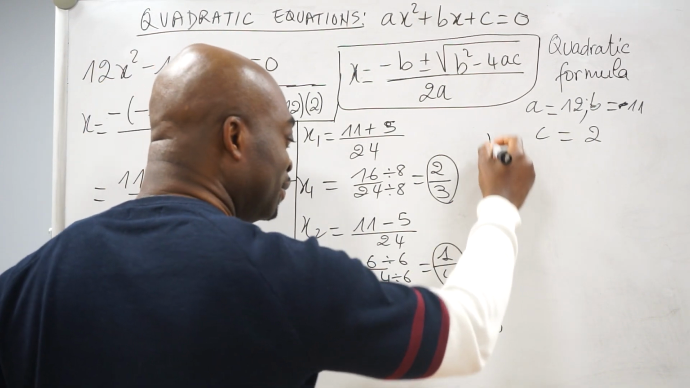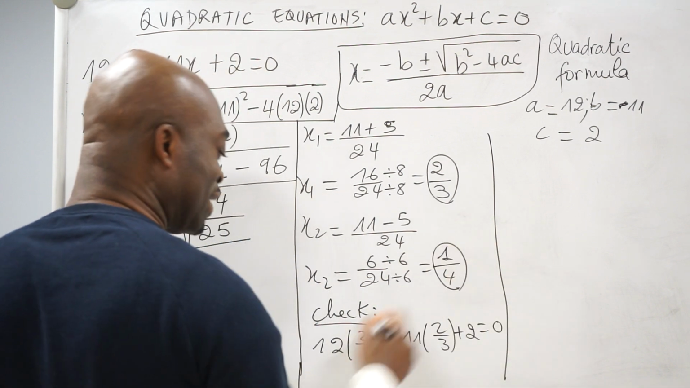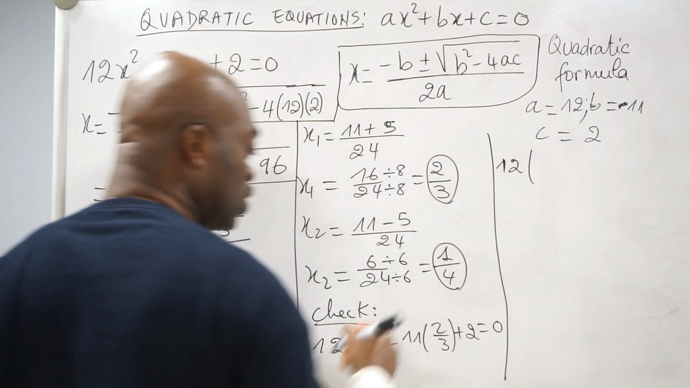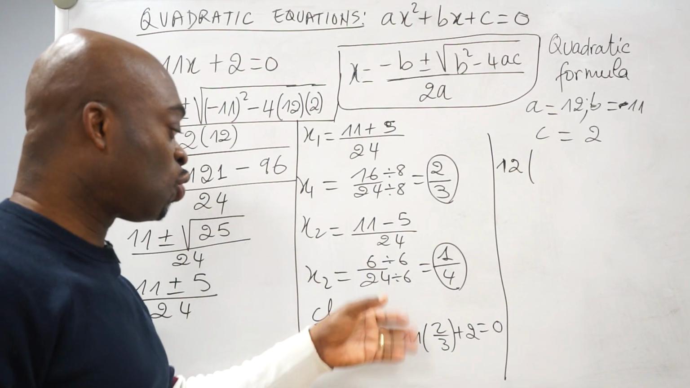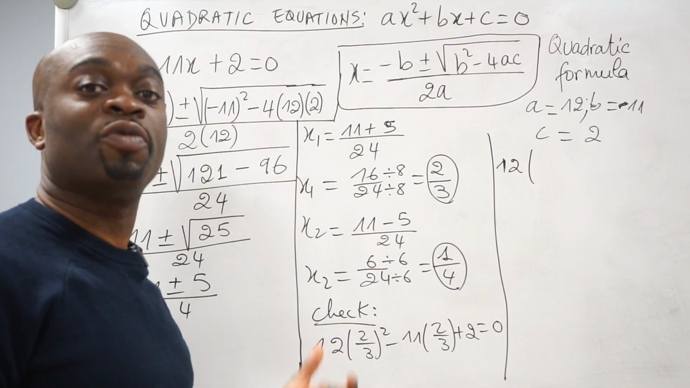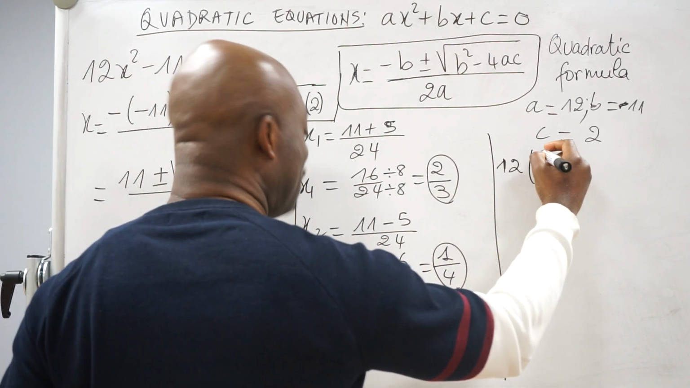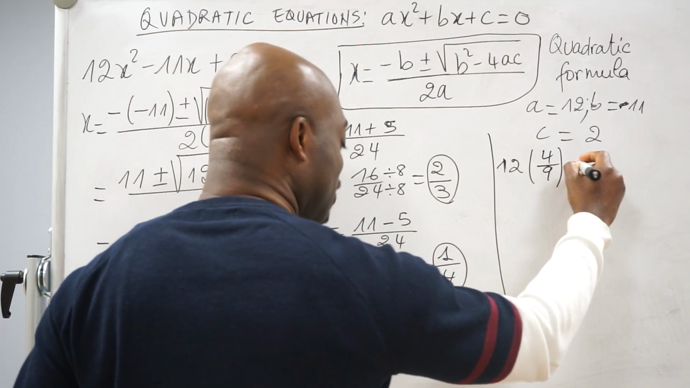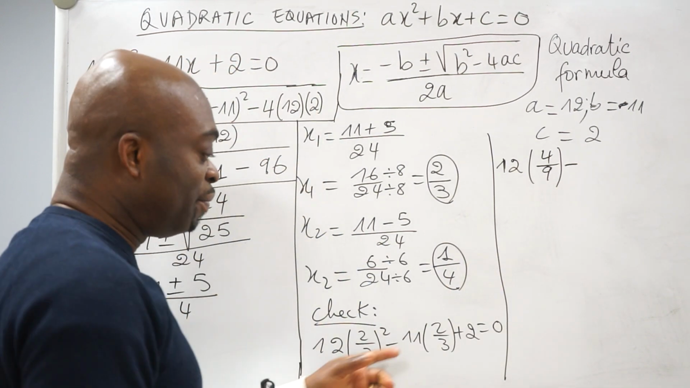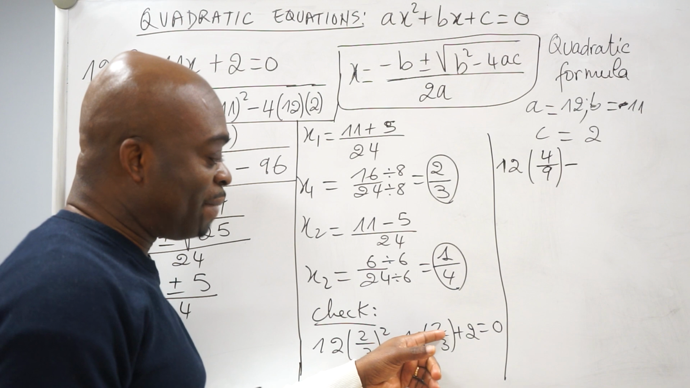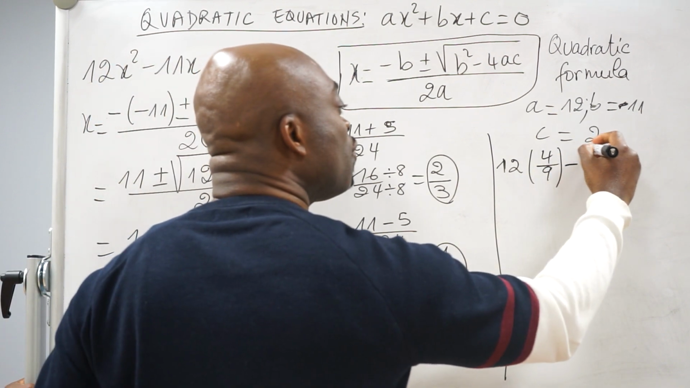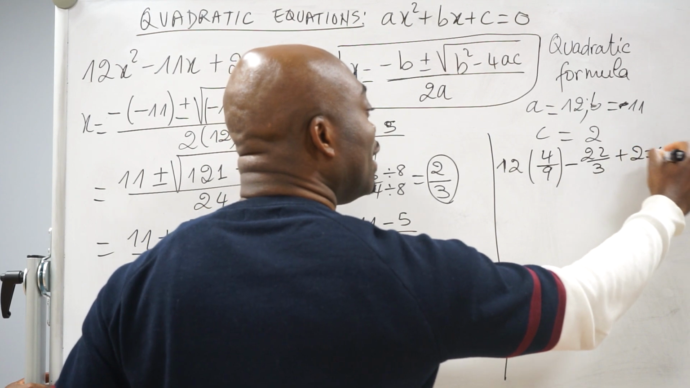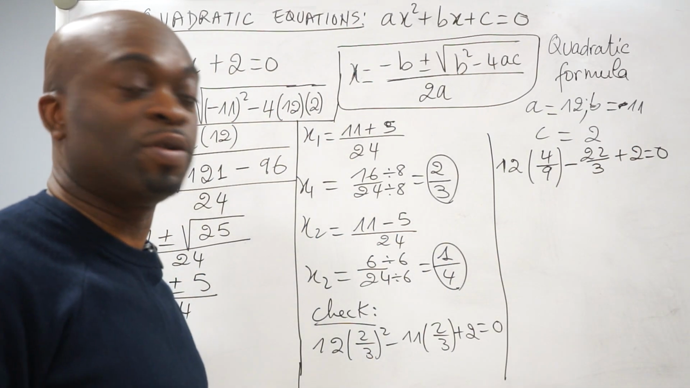So we come back here. And then we say 12, all right, times 2 over 3 squared, which is what? It's 2 squared, which is 4, and 3 squared, which is 9. Okay? So you square both of them. So you have 4 over 9. All right, then minus 11 times 2 over 3. Because this one is a whole number, you can multiply it by 2, which is 22. So you have 22 over 3. And then plus 2. And they're all supposed to give you 0.